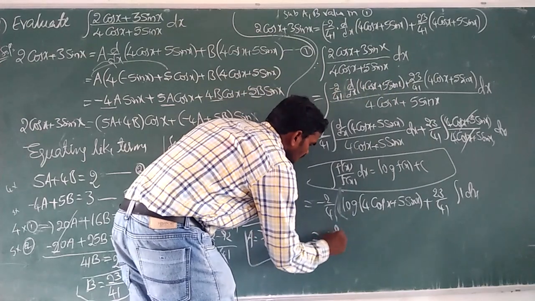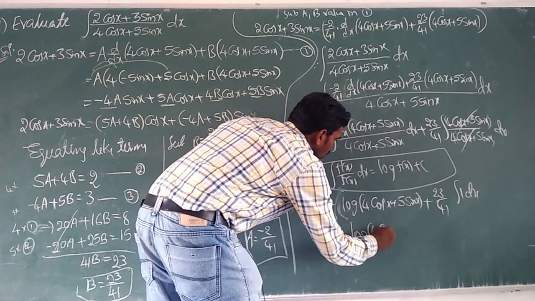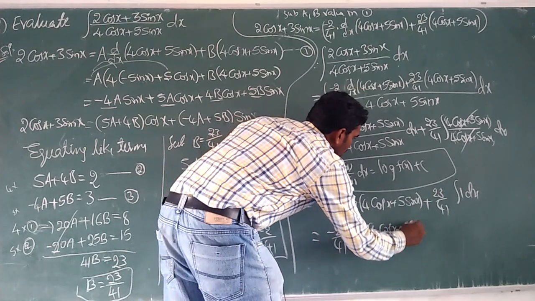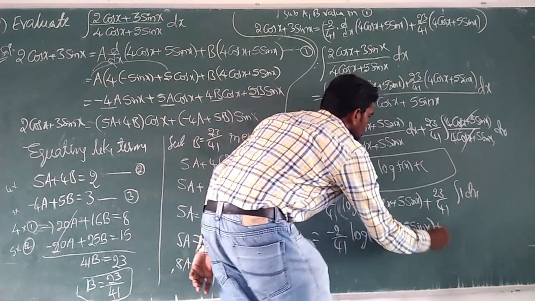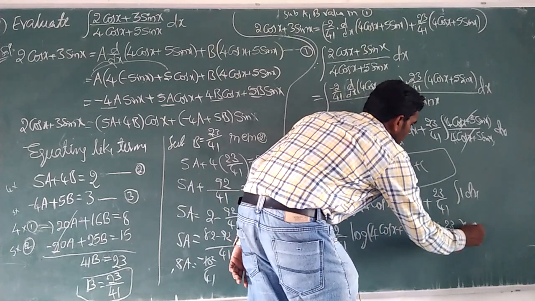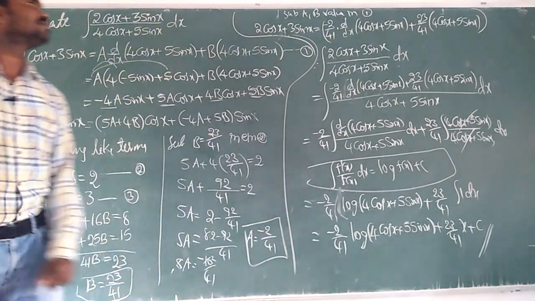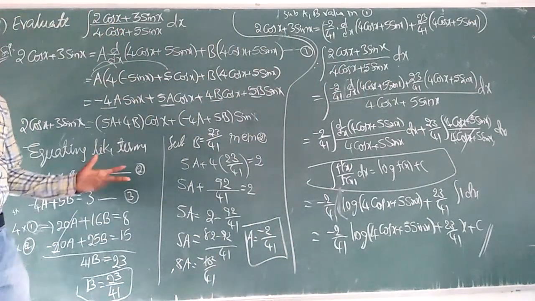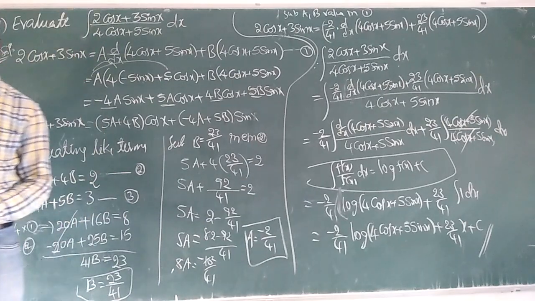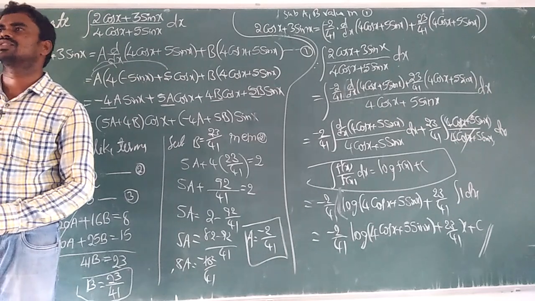So which is equal to minus 2 by 41 into log of 4 cos x plus 5 sin x plus 23 by 41 into, what is the integration of 1? That is x, and plus a constant is the answer. So this is not very lengthy. It's a very simple solution, so an easy and important question.